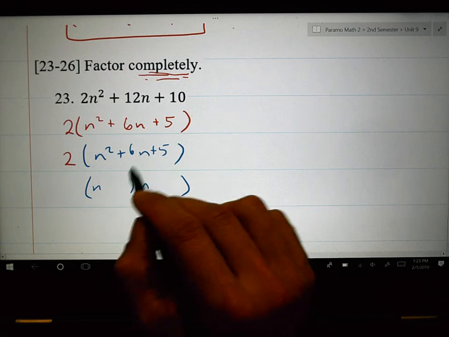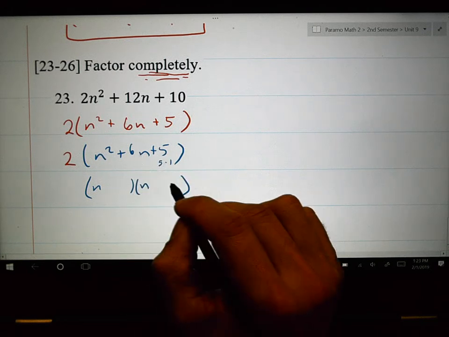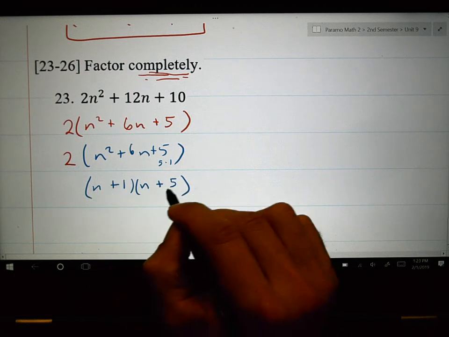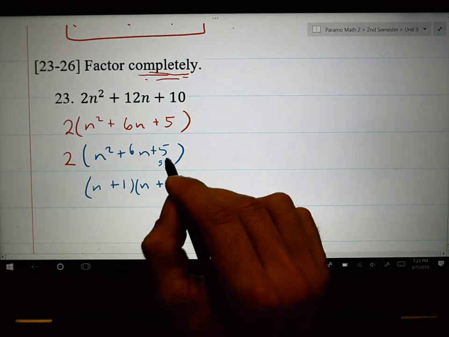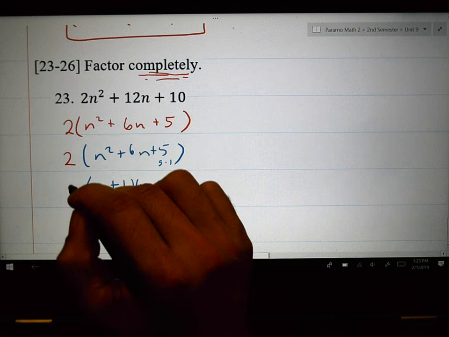What multiplies to be 5 times 1, and can add to be 6? 5, 1, plus. Outside's 5n, plus 1n is 6n. 1 times 5 is 5. And then, of course, the 2.